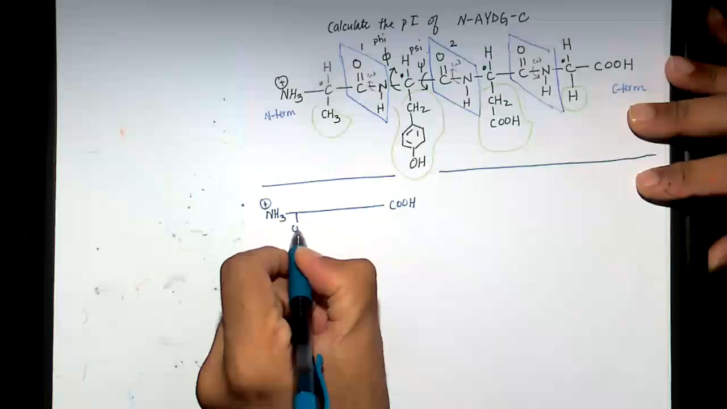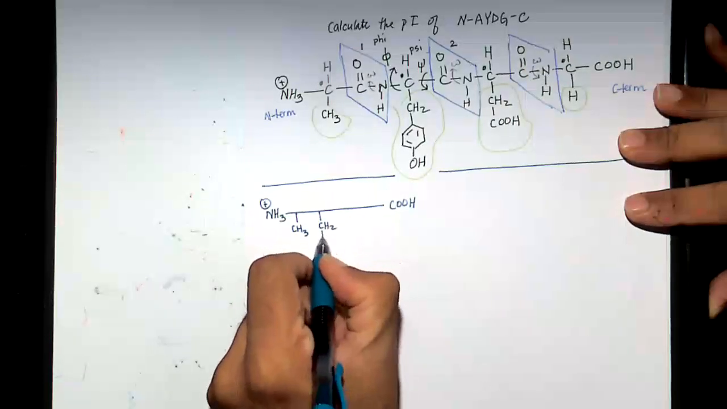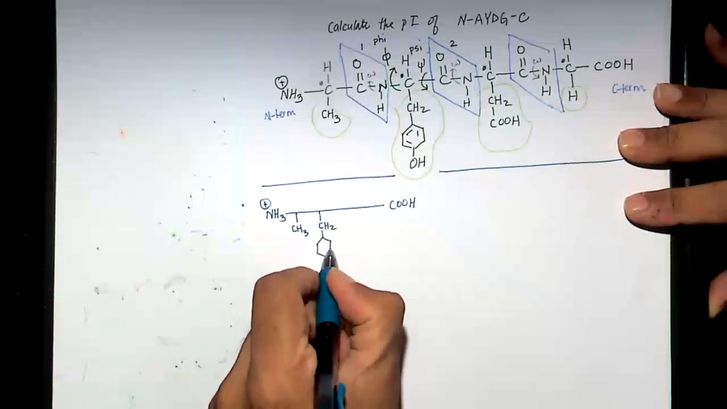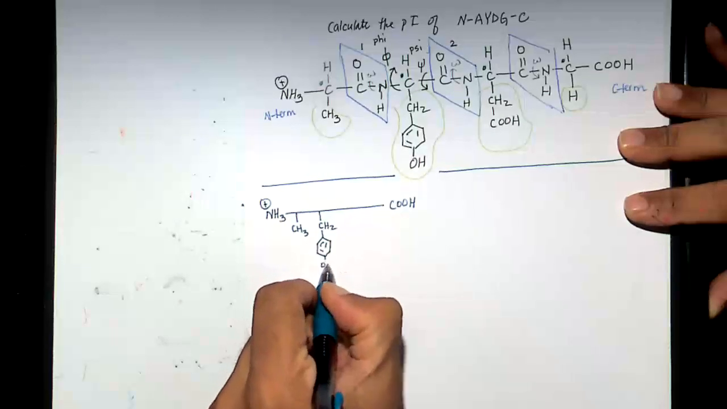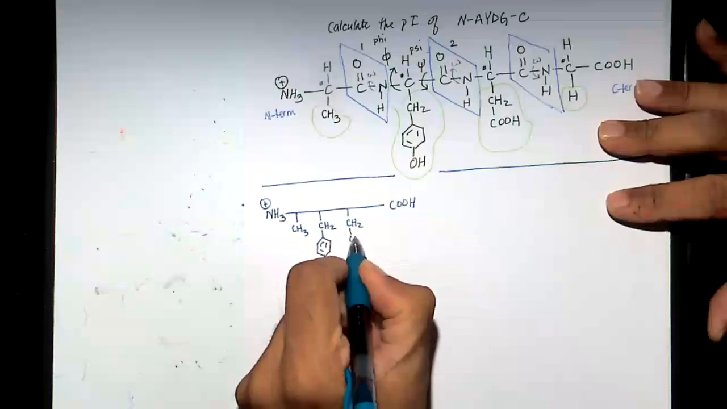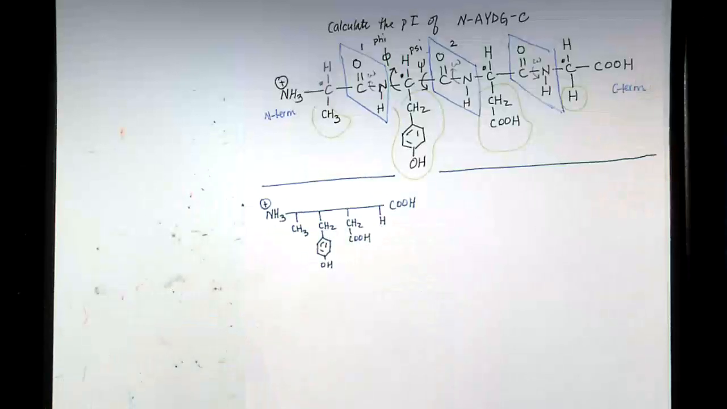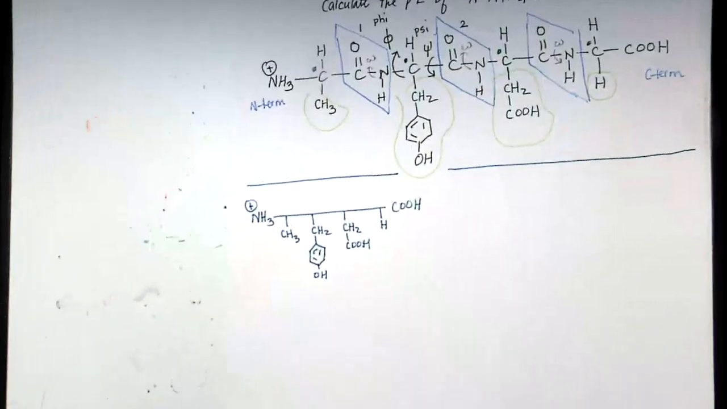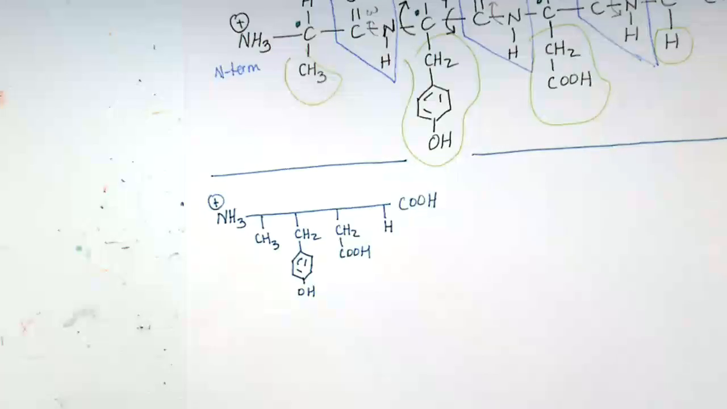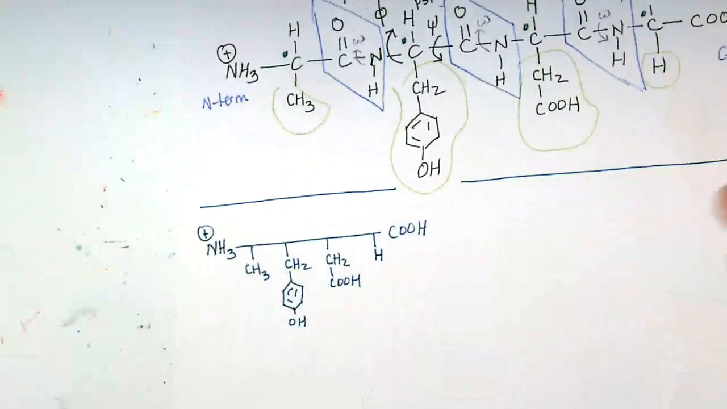Okay, what's the side chain here of alanine? What's the side chain of tyrosine? What's the side chain of aspartic acid? And then finally the side chain of glycine, the hydrogen. Okay, so now we can use our flashcards to look at the pKa's. So what's the pKa of the alpha amino group of alanine?